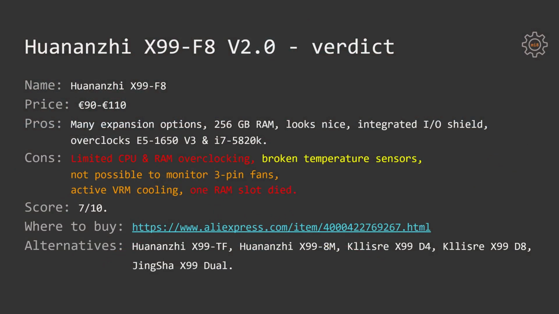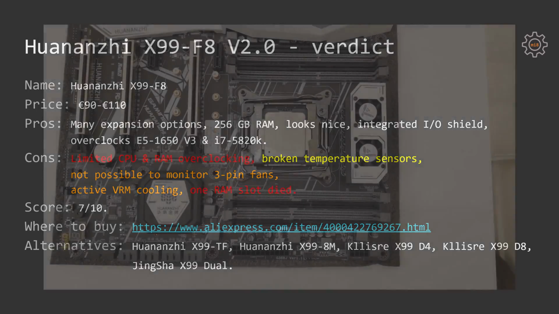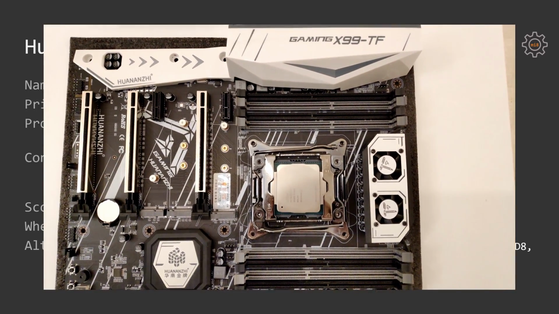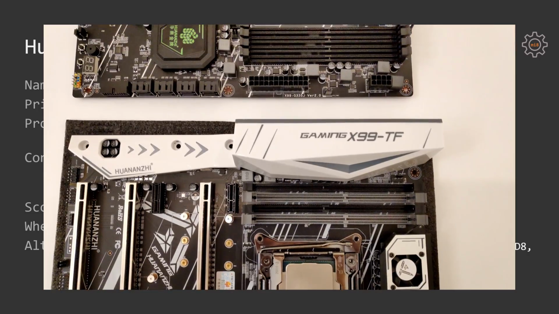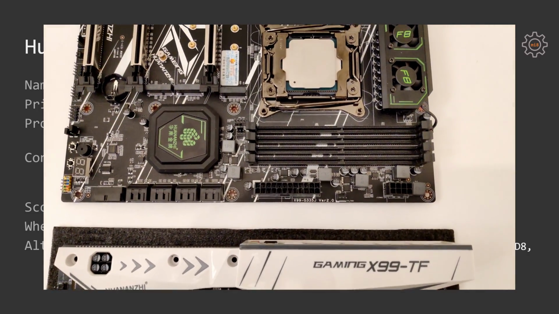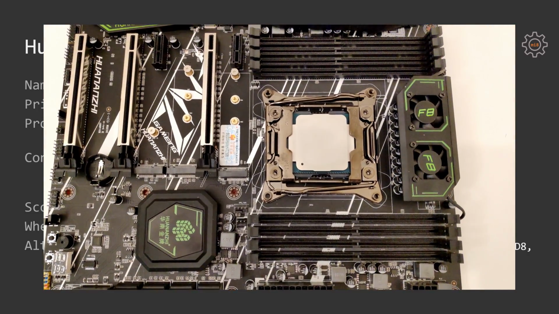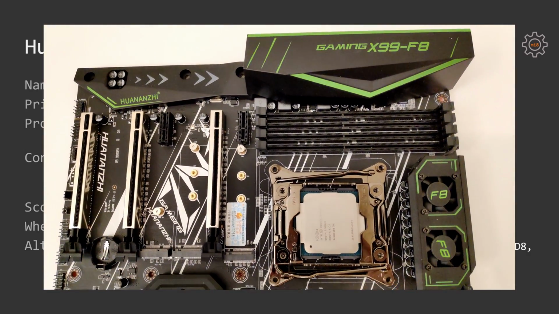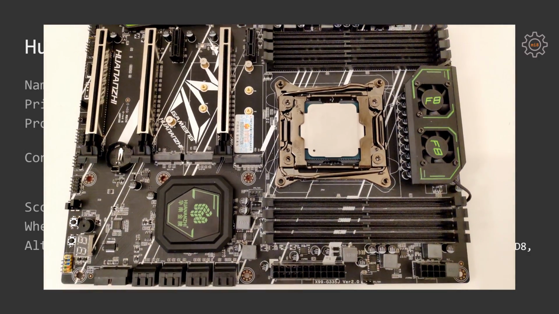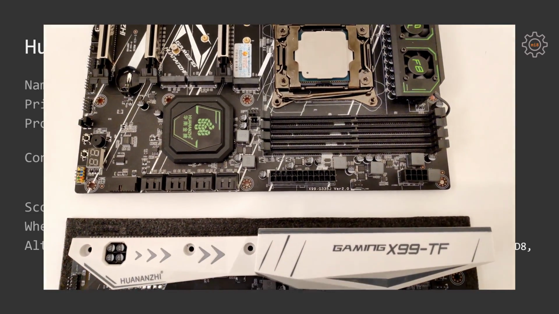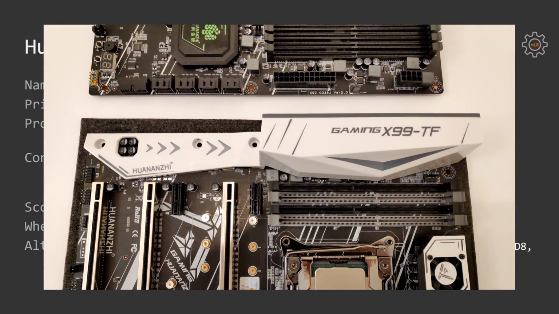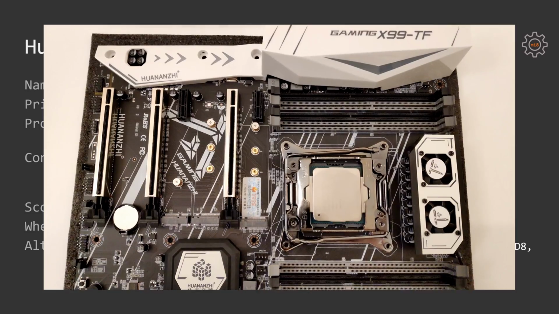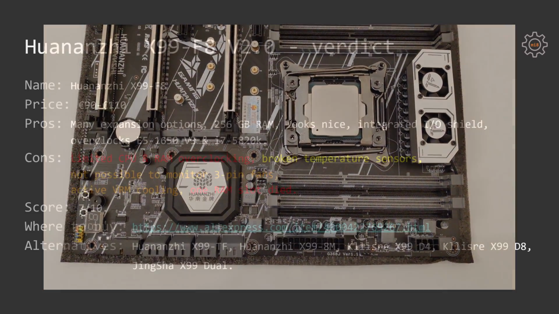For the alternatives, you can always buy Huananzhi X99-TF. This motherboard has gone down in price as well and now can be found for about 90-210 euros. Of course, the biggest difference between this and X99-TF is that X99-TF has only 4 DDR4 memory slots, the other 4 are DDR3 memory slots. Other than that, those are identical motherboards.